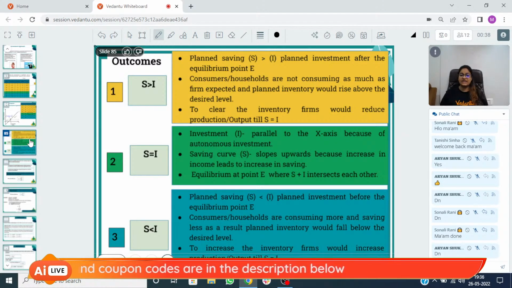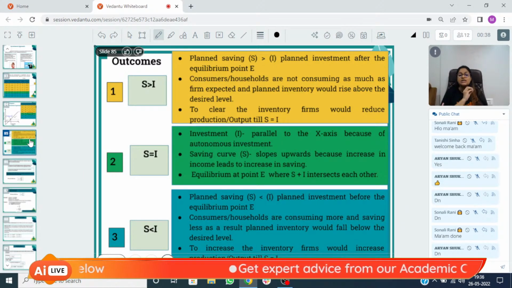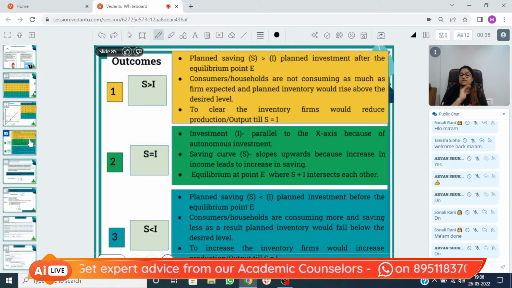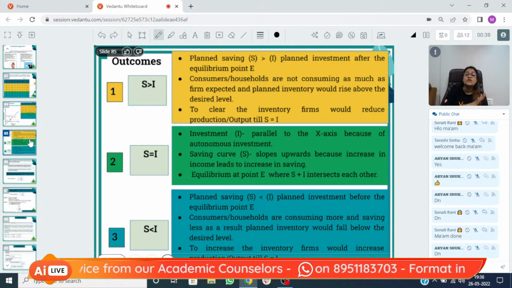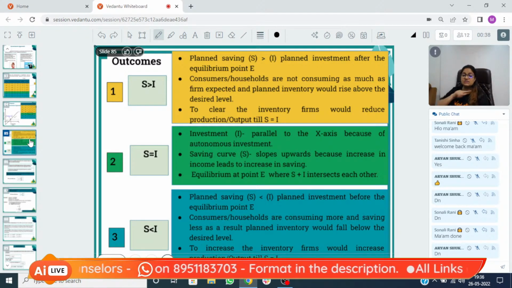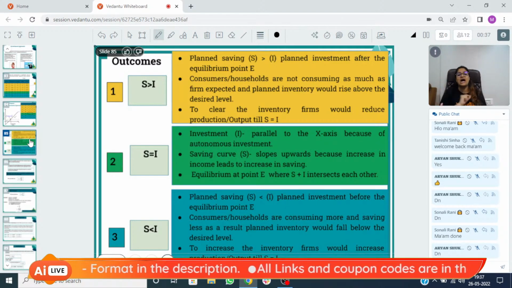So the second stage, where savings is equal to investment, shows the equilibrium point. This shows that whatever the people are planning to purchase is equal to whatever people are planning to sell. The investment is parallel to the x-axis and savings is going upward. Equilibrium point is where S intersects I.